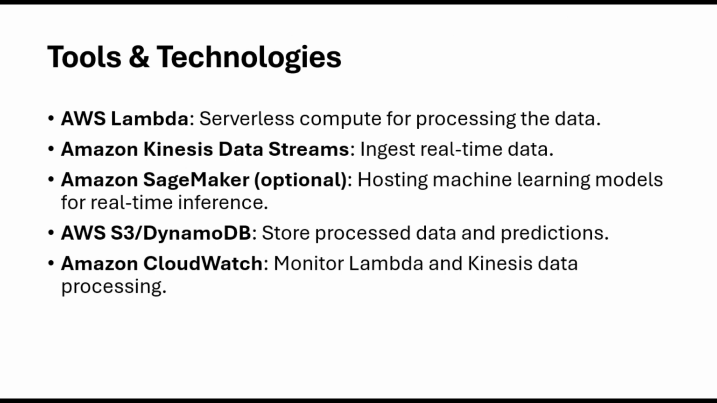These are the tools and technology that I am going to use. First of all, I am going to use AWS Lambda function for creating a processing pipeline. Then I am using Kinesis data stream for ingesting our real-time stock market data. Then I am going to use Amazon S3 for storing the data and CloudWatch for monitoring the Lambda and Kinesis data processing.